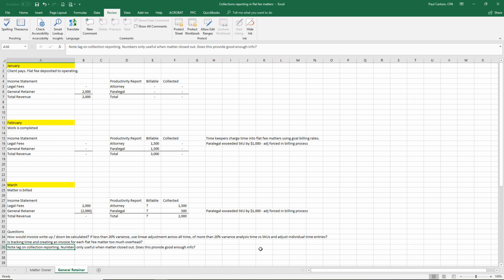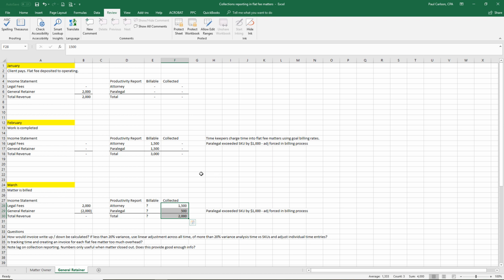Then the other thing we want to look at is we do need to note the lag in coming up with accurate collected numbers. So January, no one did any work, so those numbers are okay. February, we have the billable numbers, but this number is bad. This number doesn't really represent how much that person produced because they went over on the matter. We need to wait until the matter is closed before we start to get clean collected numbers.